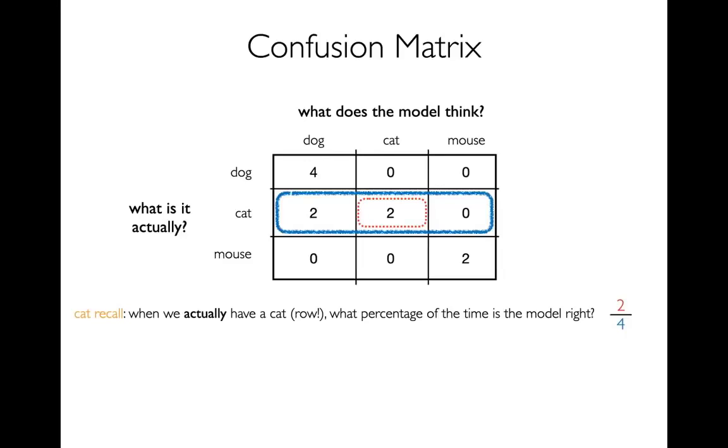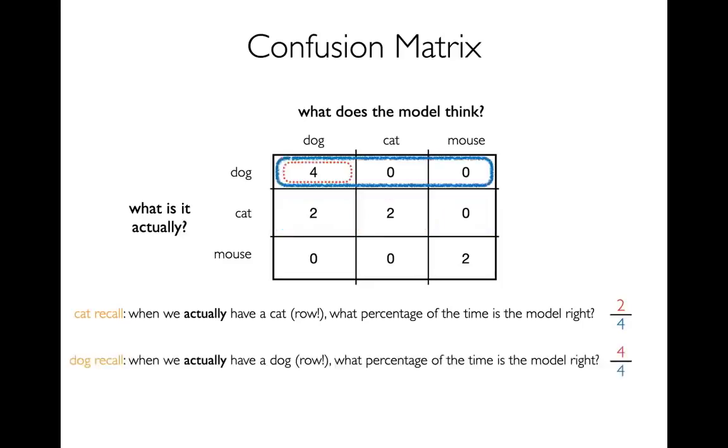Because each row represents what the data actually is. So in this case, the denominator will be the sum of the row, and the numerator will just be a single number, which is cat. How many times do we actually call a cat a cat? So in this case, we'll get 2 over 4. And so this is actually one easy way to remember recall versus precision: recall has an R and row also has an R.